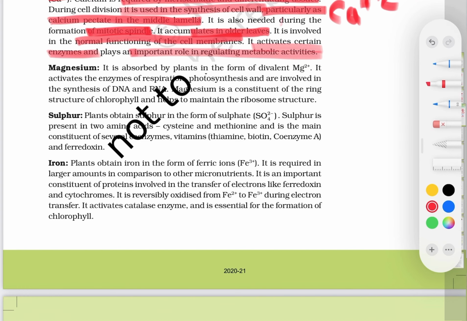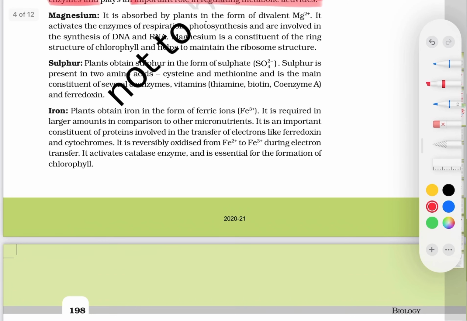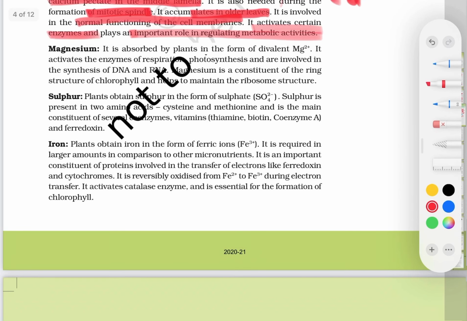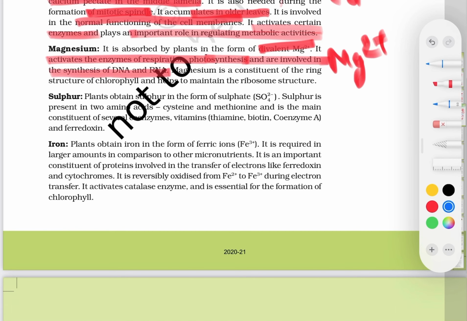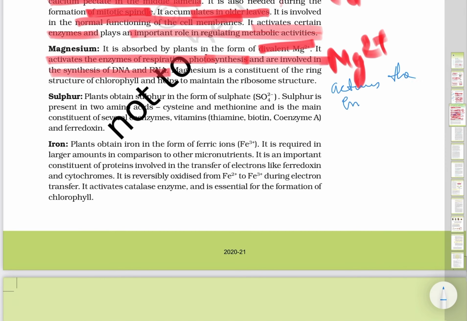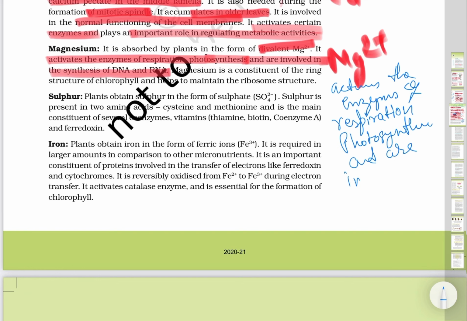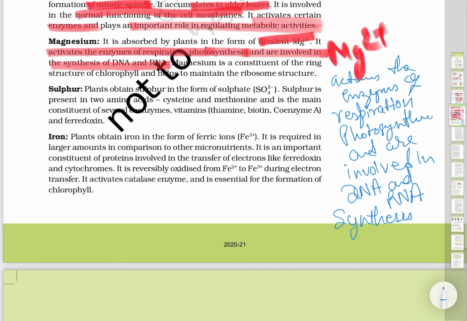Coming to magnesium, it is absorbed in the form of divalent magnesium ion, Mg2+. It activates enzymes of respiration and photosynthesis, and is involved in the synthesis of DNA and RNA.